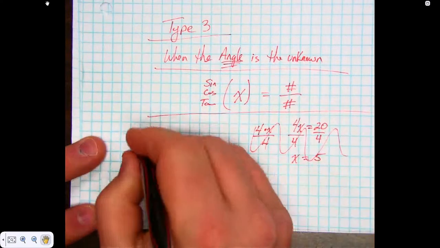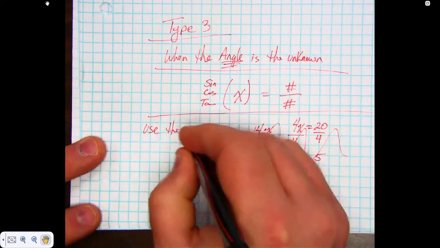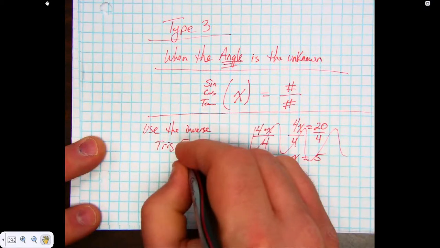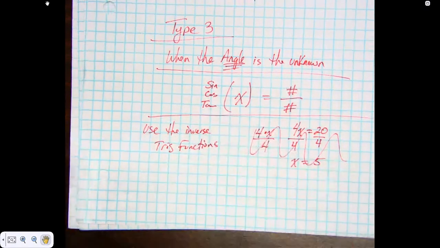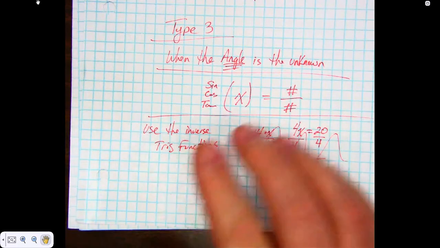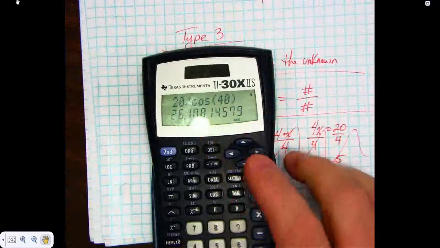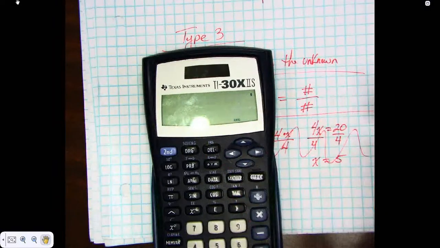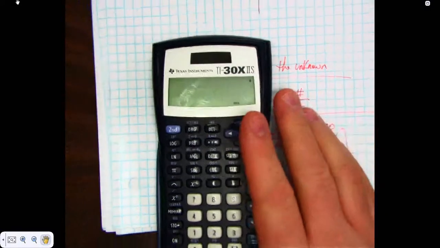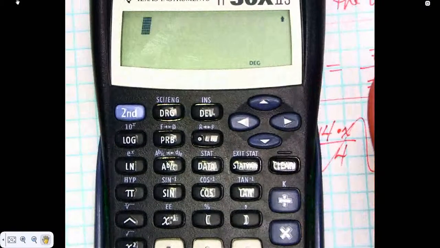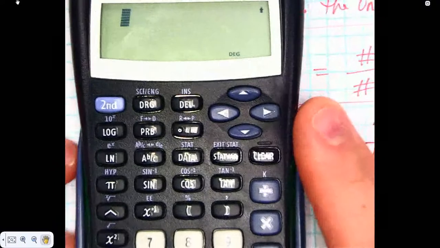So what we're going to use is what's called the inverse trig functions. If you look at your calculator, as we noticed, when we put cosine of 40 or something like that, it just spit out what the cosine of 40 was, right? Does everyone agree? Well, there's got to be a way to go backwards. What if you had the cosine and you wanted to know what angle? Well, what you do is you use the buttons right above, which is inverse.